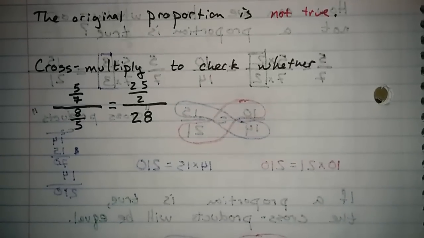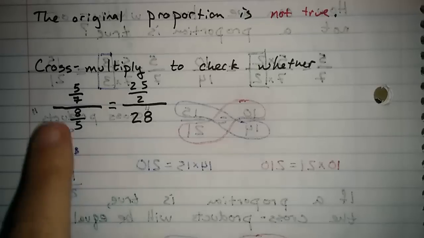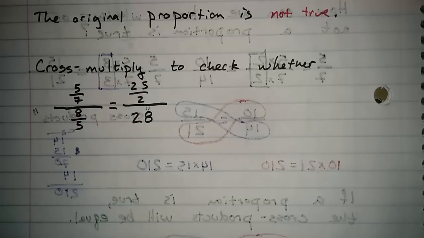I'd like you to pause the video now and do just the cross multiplication step. Don't work out the multiplication problems that you get. Just write down the cross products and the statement that they're equal. Pause the video and try that now.